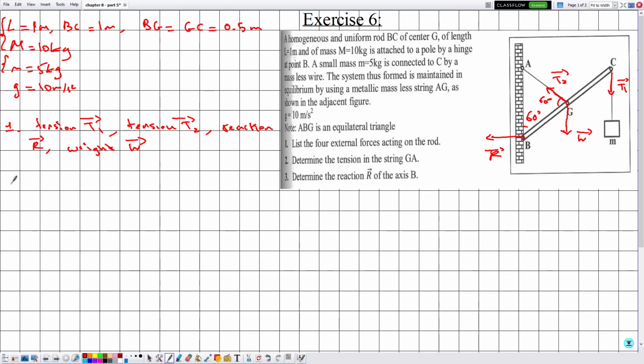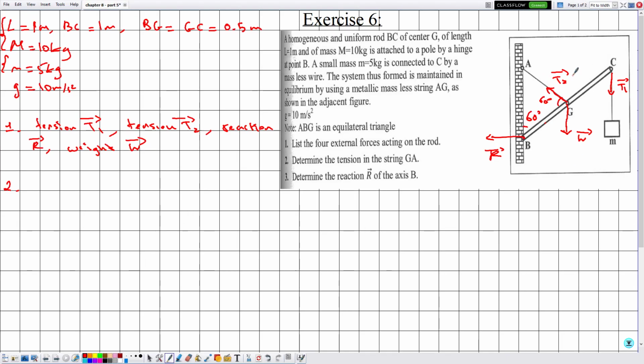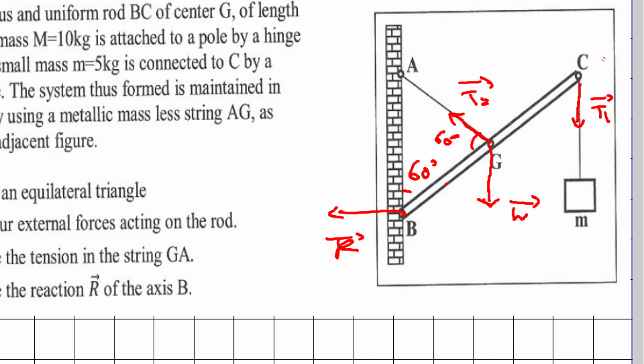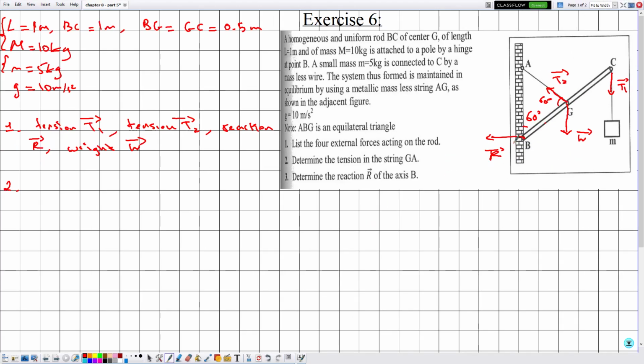Now number 2, determine the tension in the string GA. So we need to determine this tension. For sure we will start with the sum of moments, so we need to calculate the moment of each force. The reaction will not be included. We know the moment of W because we know the magnitude of W and we know the distance. Now the axis of rotation: the beam will always rotate around the hinge, so this is the axis of rotation delta passing through B. Even if they didn't specify, the beam can rotate only around the hinge, which is the axis of rotation.